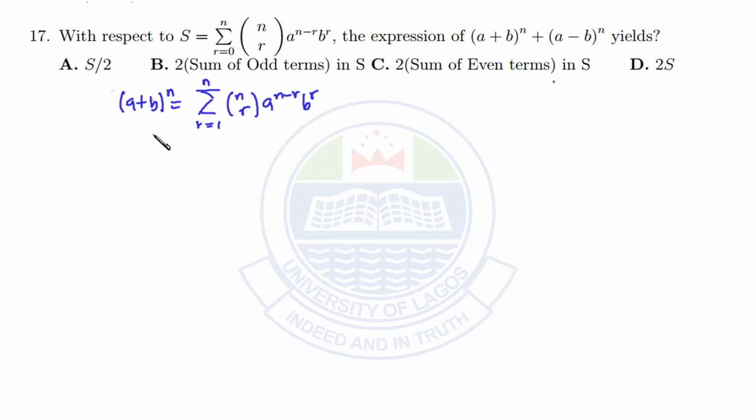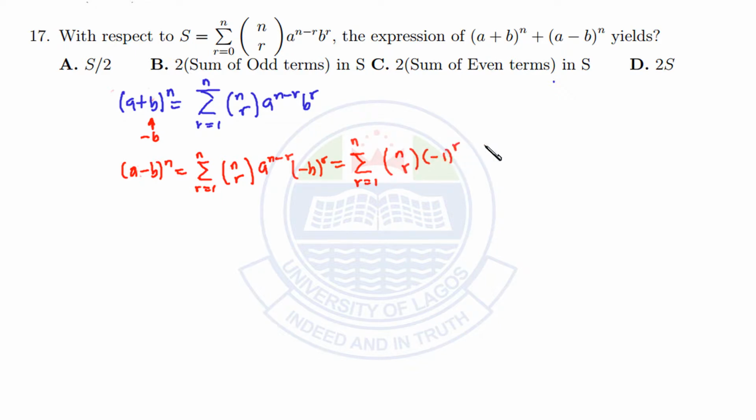And if I replace my B here with minus B, what am I going to have? I'm going to have A minus B raised to power n equals the summation of R starting from 1 to n of n combination R times A raised to power n minus R times minus B raised to power R, which I can rewrite as the summation of R starting from 1 up to n of n combination R times minus 1 raised to power R, then A raised to power n minus R, B raised to power R. So now if I add these two terms together, what am I going to have?